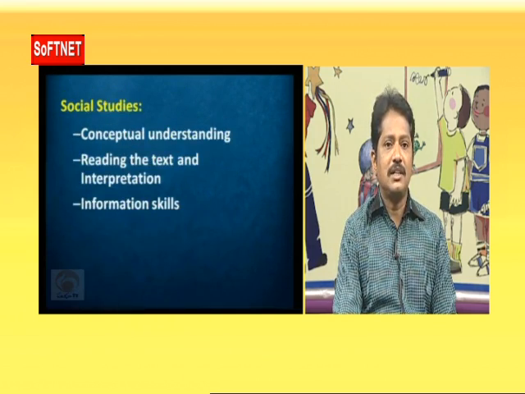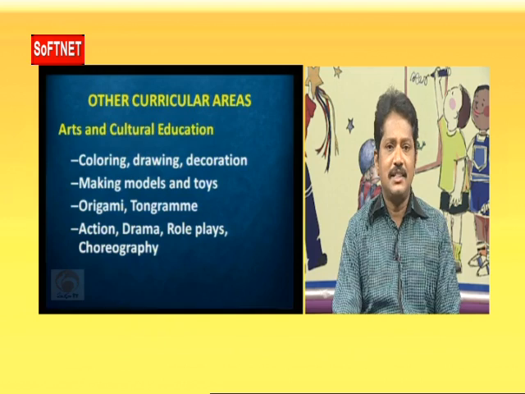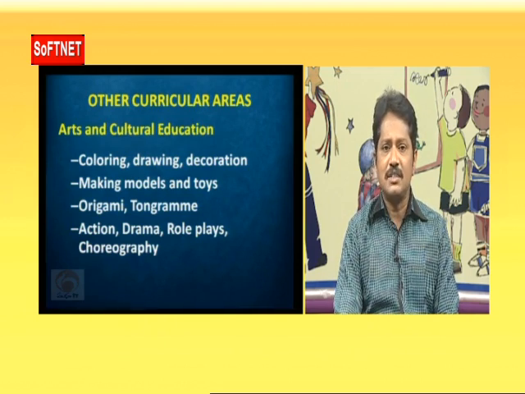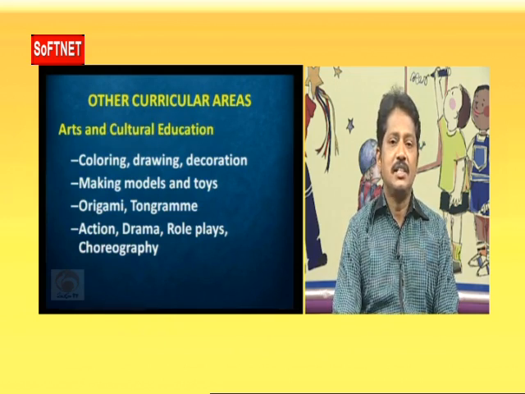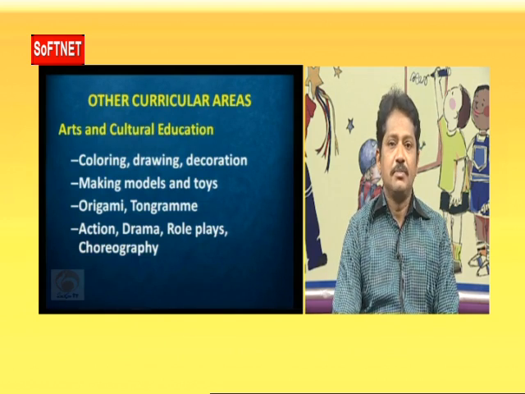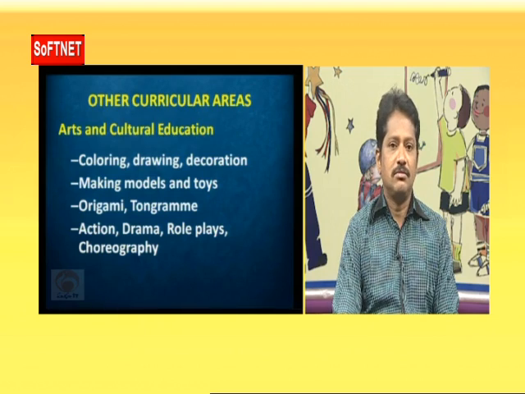Okay, now come to the next one. What are the other co-curricular areas? Means art and culture education. This is the most important. You have to understand what you have to evaluate. First, in art and culture education, the areas are coloring, drawing, decoration. Next is making models and toys. A third one is origami and tangrams. And next, action, drama, role play, choreography.